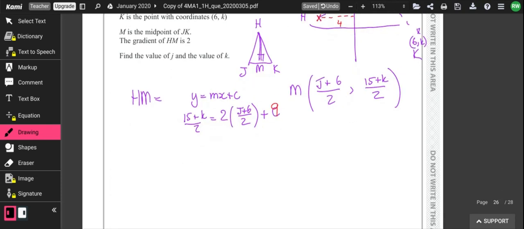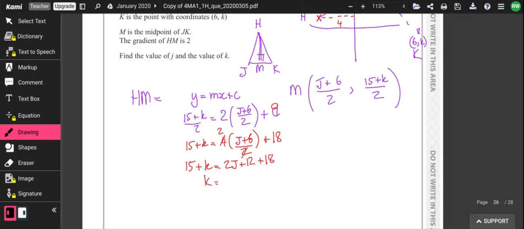So if we multiply everything by 2, we have 15 plus K is equal to 4 lots of J plus 6 over 2 plus 18, and then this will cancel. So we're starting to build up a simultaneous equation situation with these. K equals 2J plus 15. So that's our first simultaneous equation.